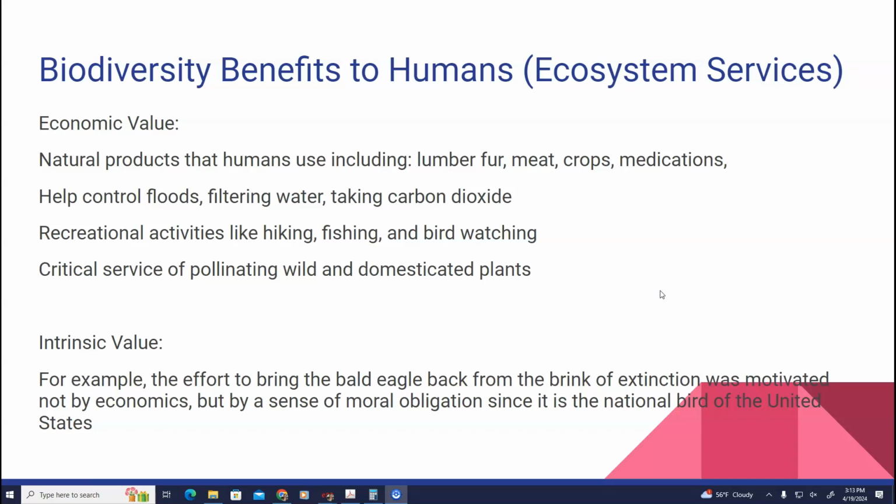There's also an intrinsic value. For example, the effort to bring back the bald eagle from the brink of extinction was motivated not by economics, but by the sense of moral obligation, since it is the national bird of the United States.